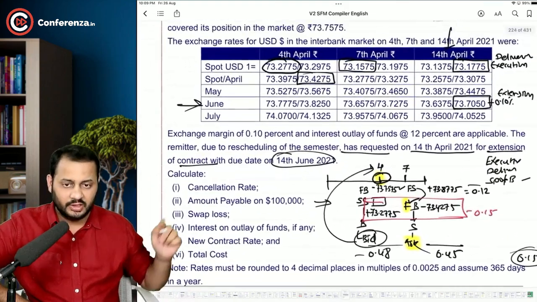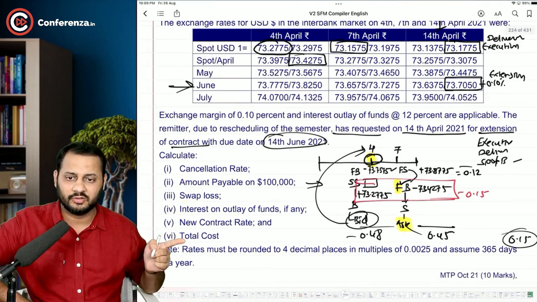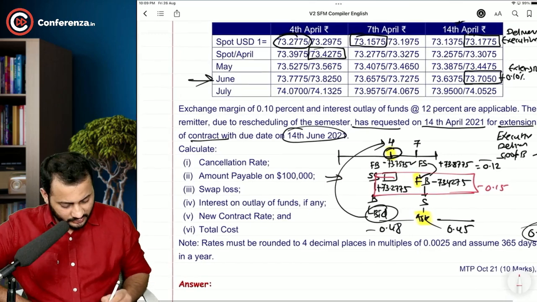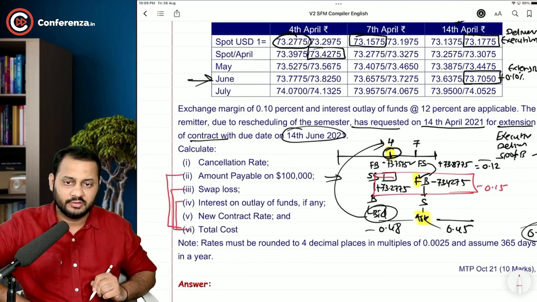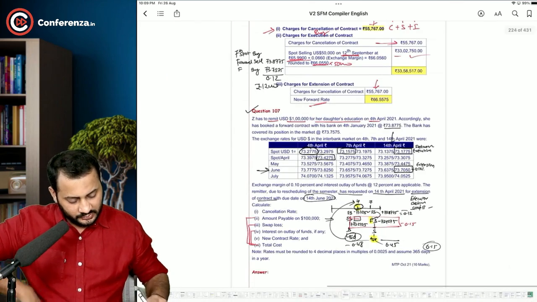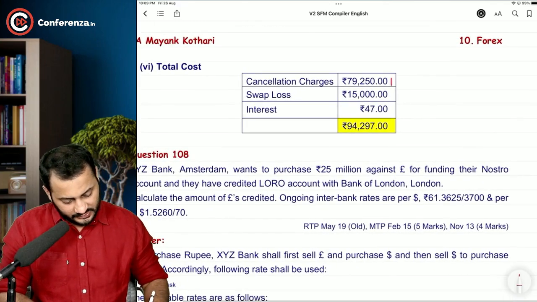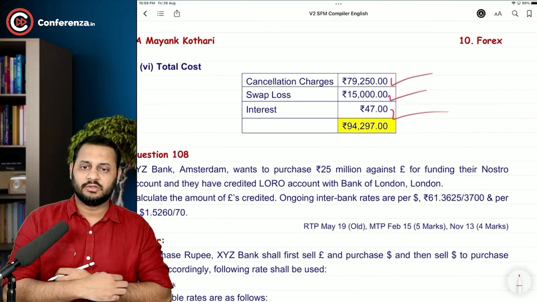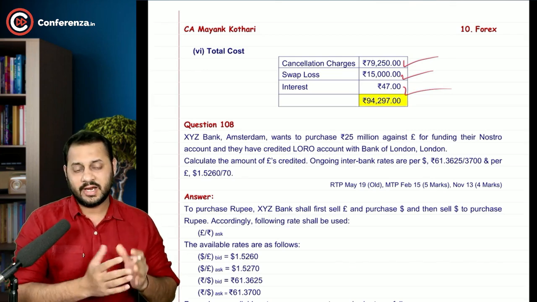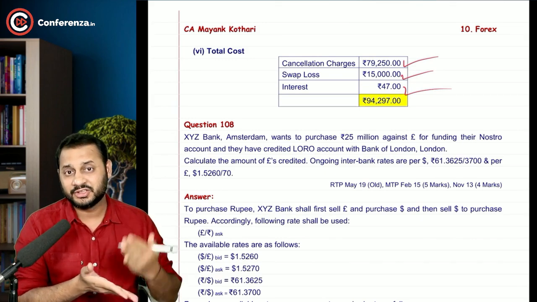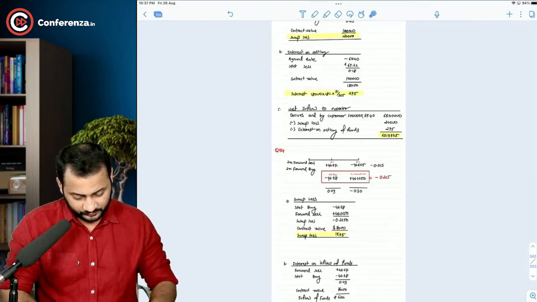So what are the questions? Amount payable. Okay, we calculated the amount payable, swap loss, interest, new contract, and the total cost. Total cost will be the total of amount payable, swap loss, and interest. It's the total cost. Okay, sir. Cancellation charges and this. With this, we finish the concept of forward contract delivery, cancellation, and extension. Let's come to the final point in this.